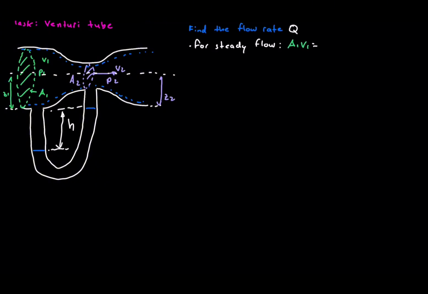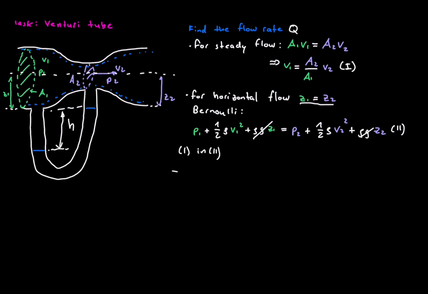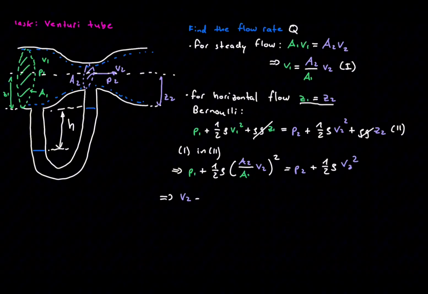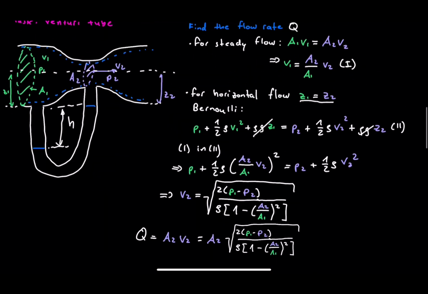Continuity says area 1 times V1 equals area 2 times V2. For a horizontal pipe, Bernoulli gives pressure 1 plus 1/2 density V1 squared equals pressure 2 plus 1/2 density V2 squared. Combine those two relations, eliminate V1, and solve for V2. The result is V2 equals the square root of 2 times the pressure difference divided by density times 1 minus the ratio of A2 over A1 squared. The flow rate is area 2 times that velocity. This is how a Venturi flow meter works.